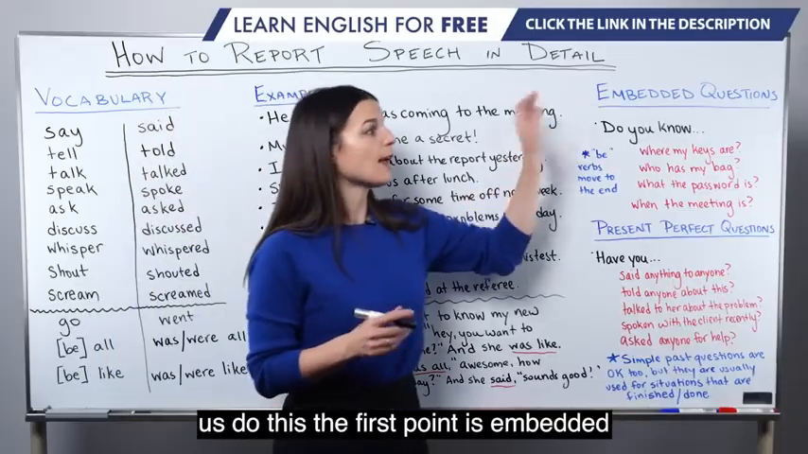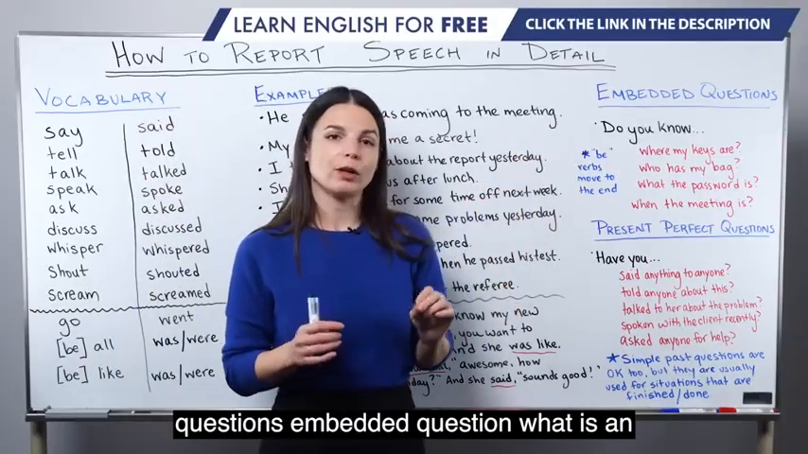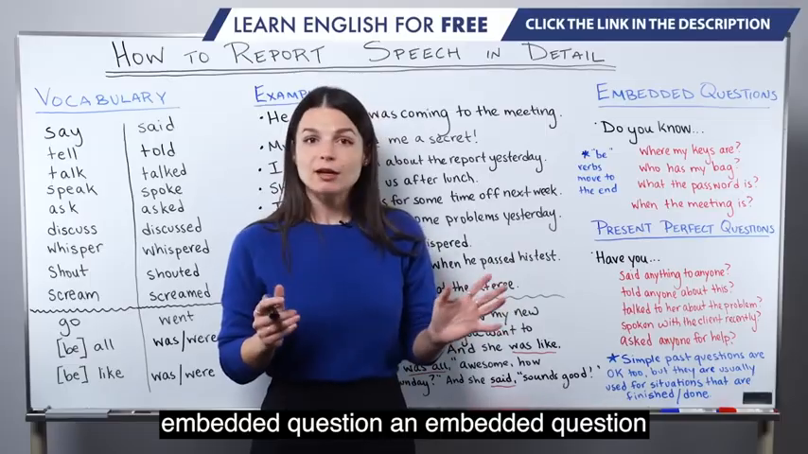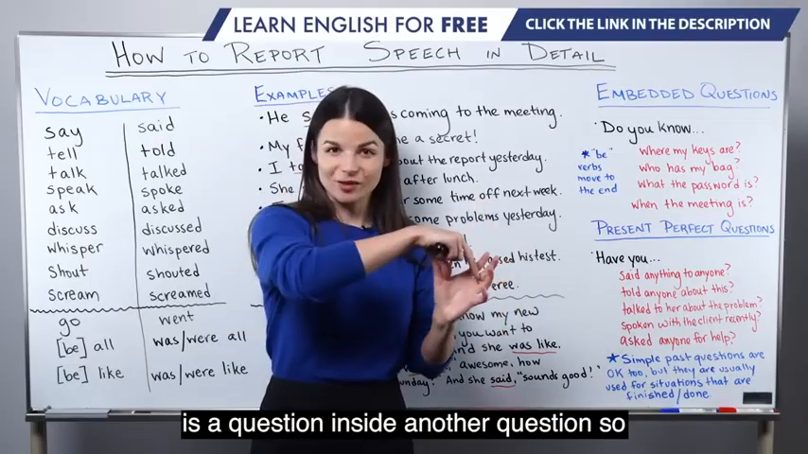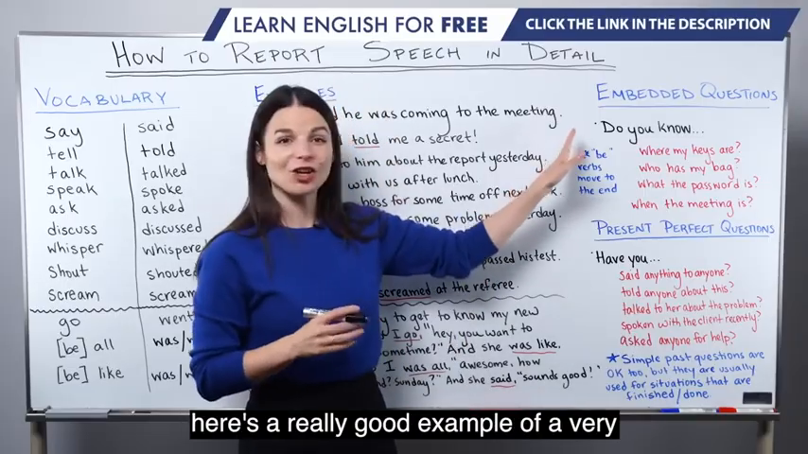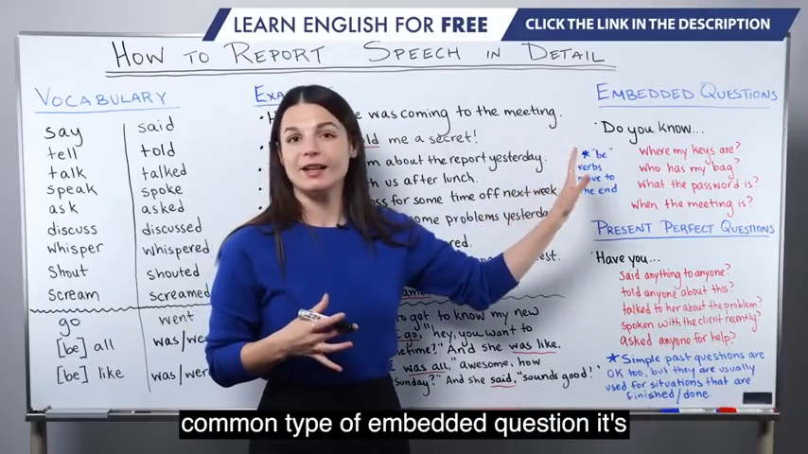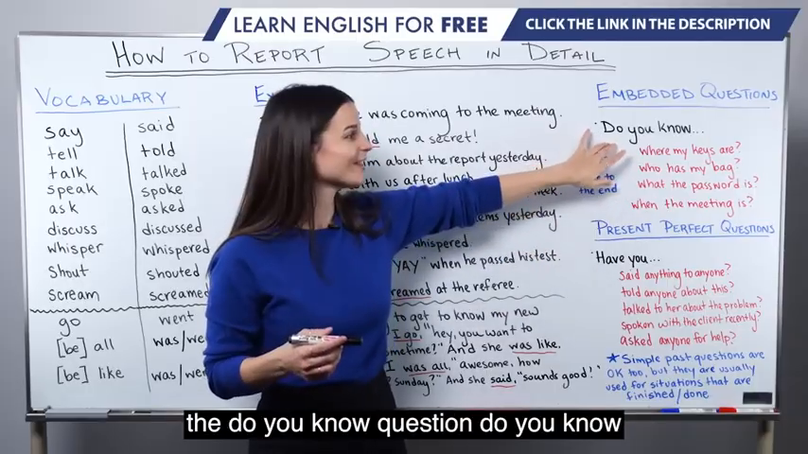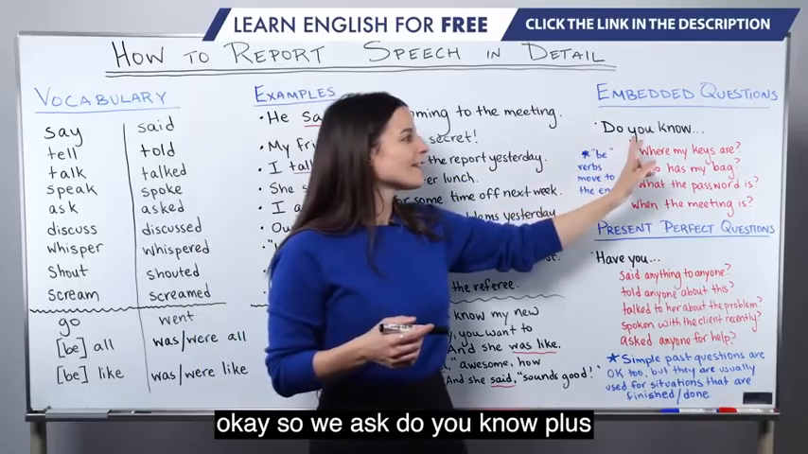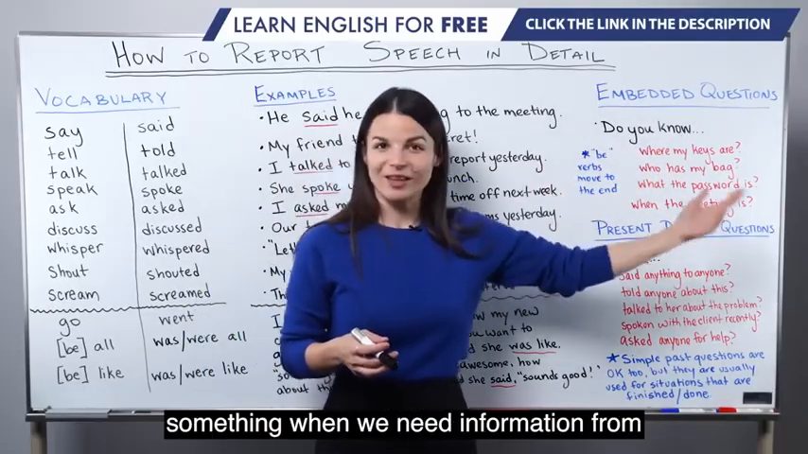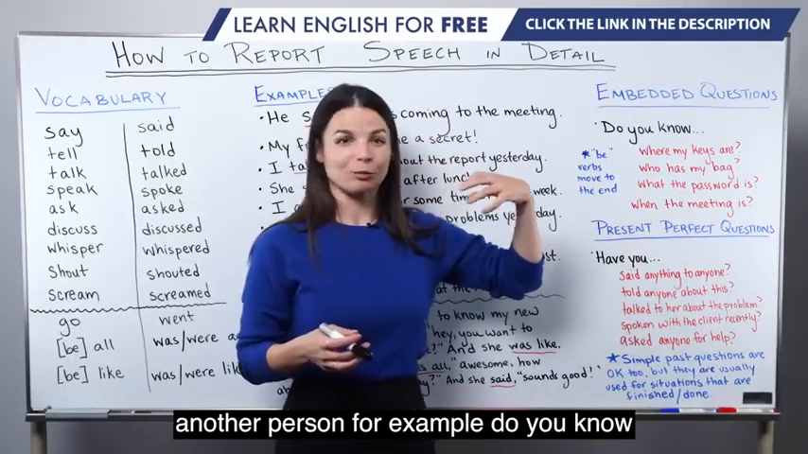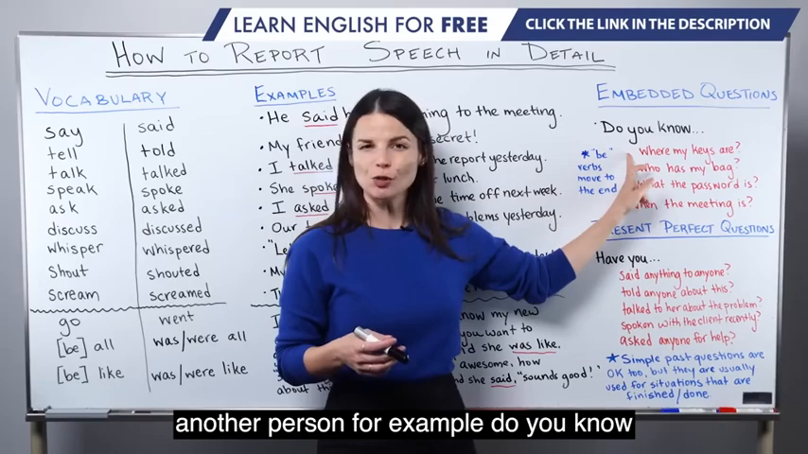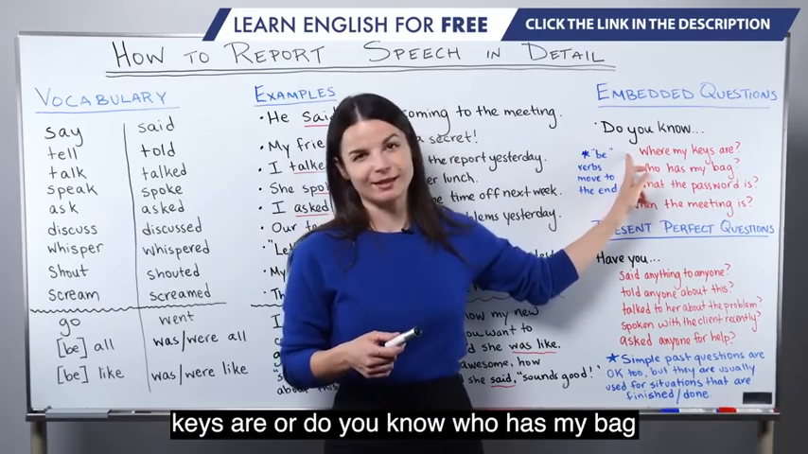The first point is embedded questions. Embedded question. What is an embedded question? An embedded question is a question inside another question. So here's a really good example of a very common type of embedded question. It's the "do you know" question. Do you know? Okay, so we ask "do you know" plus something when we need information from another person. For example, do you know where my keys are? Do you know where my keys are?